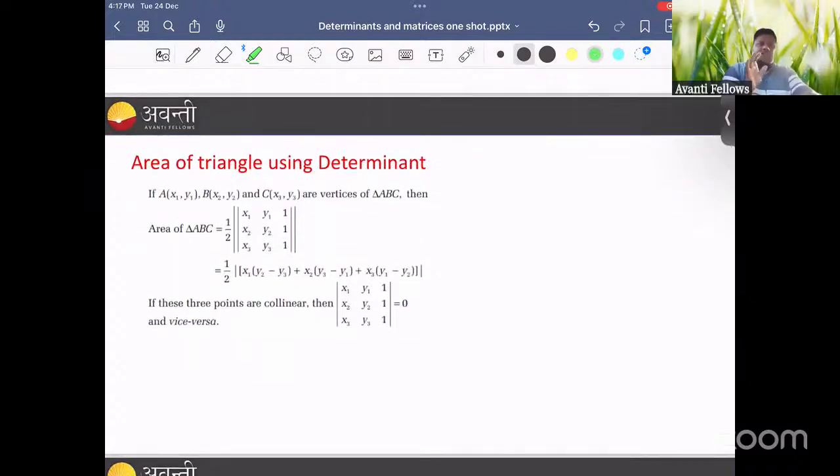Now, area of a triangle using determinants. If (x1, y1), (x2, y2), (x3, y3) are the vertices of a triangle, then the area of the triangle will be half of the determinant with rows x1, y1, 1; x2, y2, 1; x3, y3, 1. Its expansion you don't have to remember. And now if these points are collinear, that means the triangle is non-existent. That means this determinant with rows x1, y1, 1; x2, y2, 1; x3, y3, 1 goes to 0, which means the points are collinear.